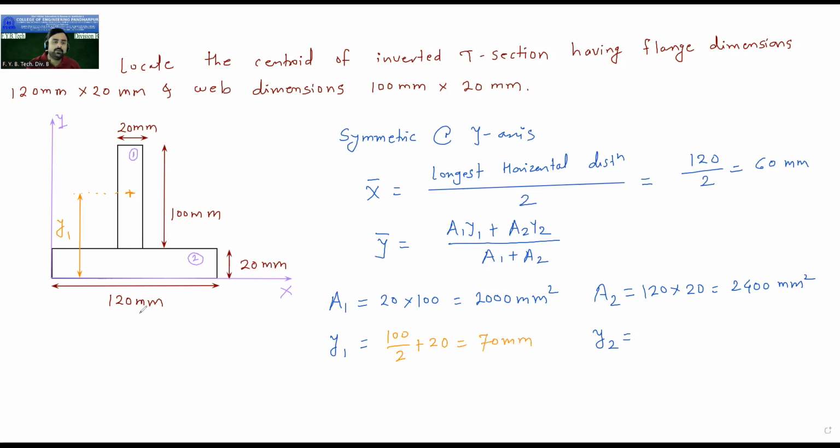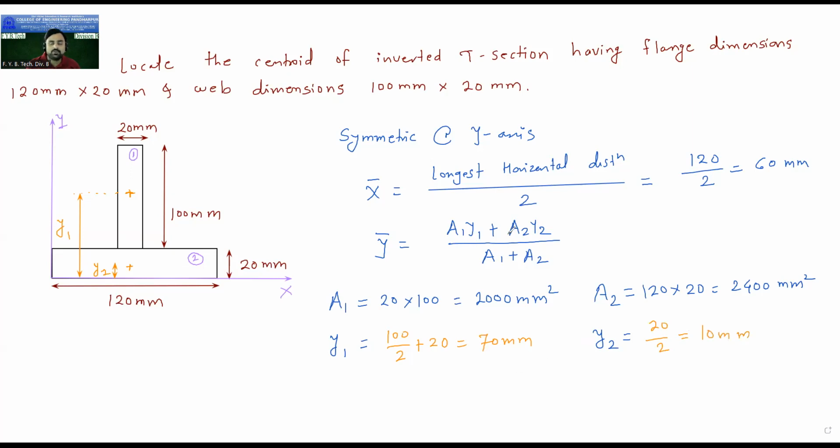Now similarly, we need to calculate the y2. Now y2, 2 stands for the second area. Now see the second rectangle 120 by 20 mm. The centroid of this rectangle may be situated somewhere here. So the y2 means the distance of the centroid from the x-axis. This is your y2. Now what will be the value of y2? 10 mm. So this total is 20, so half of that is 10. So y2 will be 20 by 2, which is equal to 10 mm.